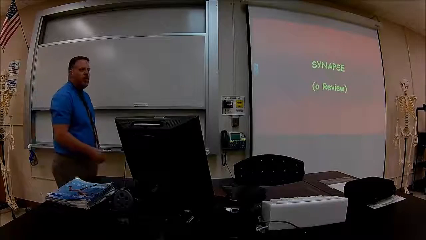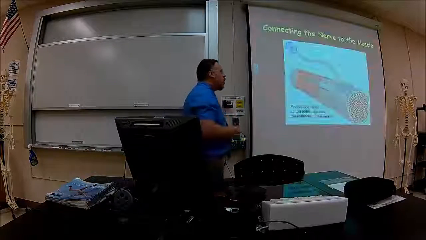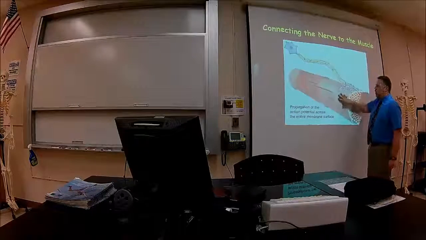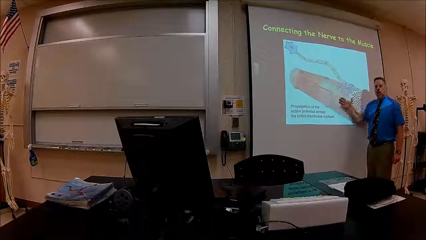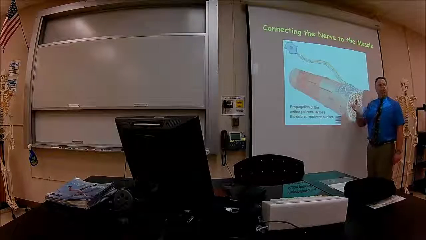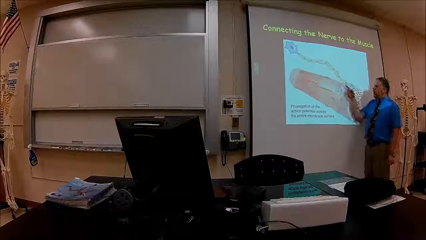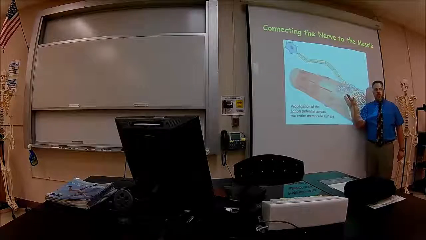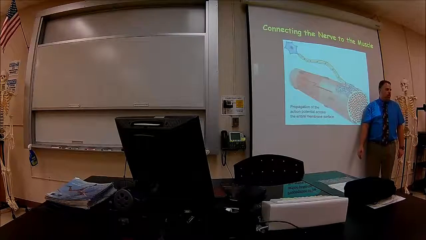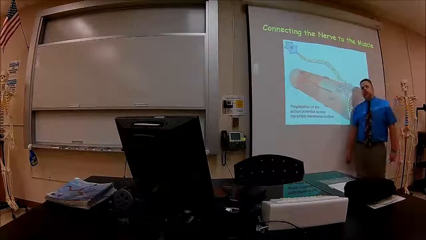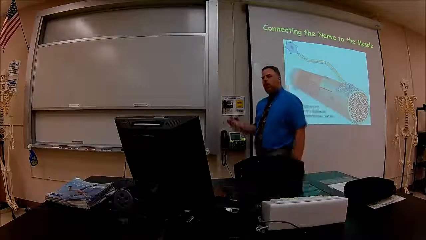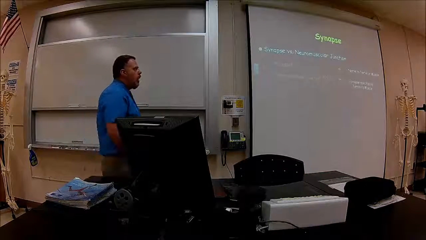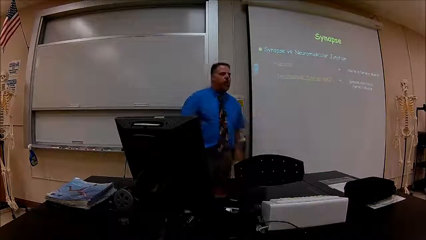So the synapse, right? We talked about this before, where the neuron is going to synapse with, in this case, a muscle. But this synapse could be another neuron. If it's specifically a synapse that connects a nerve with a muscle, then we call the synapse a neuromuscular junction. So all neuromuscular junctions are synapses, but not all synapses are neuromuscular junctions. And that's what I just reiterated here.